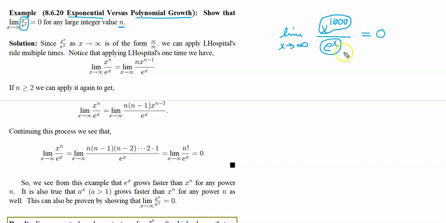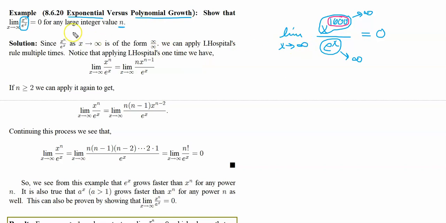Because the limit is 0, the bottom has to be going to infinity much, much faster than the numerator is going to infinity. Okay, so that's what this result is stating. And it doesn't matter what you put in the exponent here. You could put 1,000,000 up in here, x to the 1,000,000th power. The exponential still grows faster than x to the 1,000,000th power does as x goes to infinity. This is an important result.